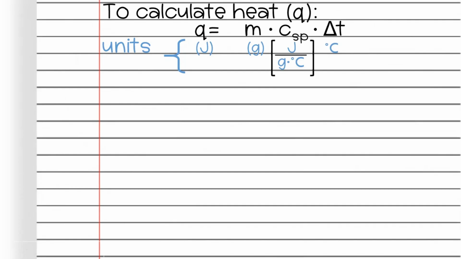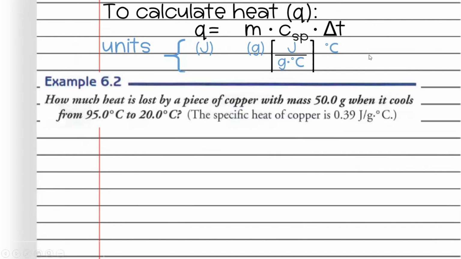To calculate heat, its symbol is lowercase q. Q is equal to mass times the specific heat times the change in temperature. So I've got the units listed underneath each one of the variables. Q is in joules, mass is in grams, specific heat, we said just a while ago, is joules per gram degree Celsius, and delta T is degrees Celsius.